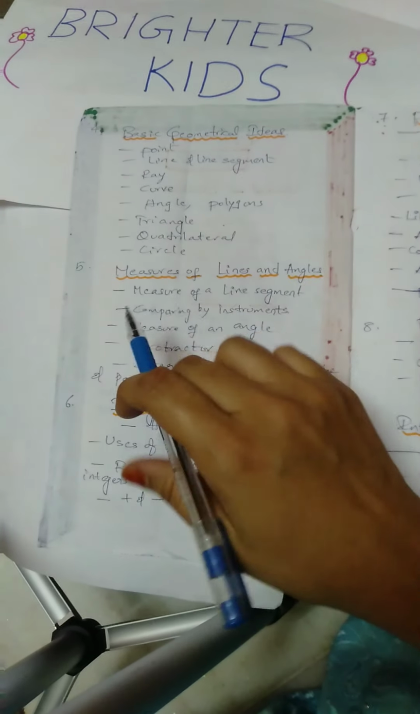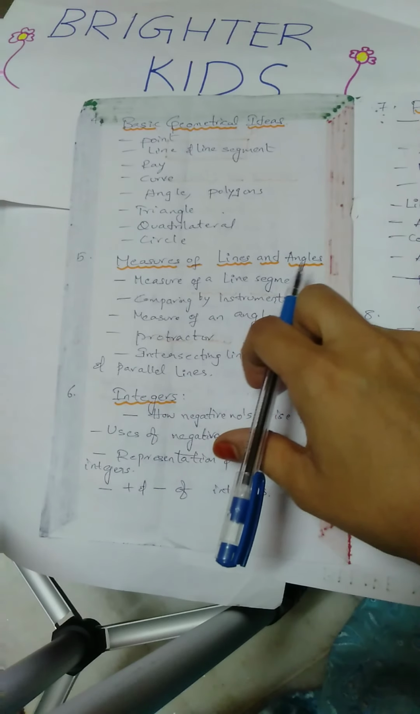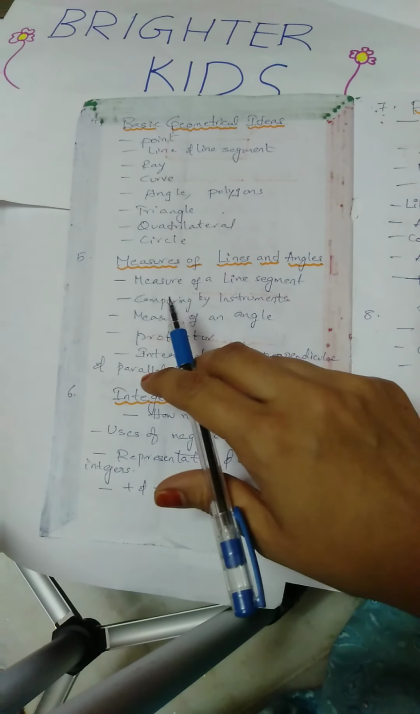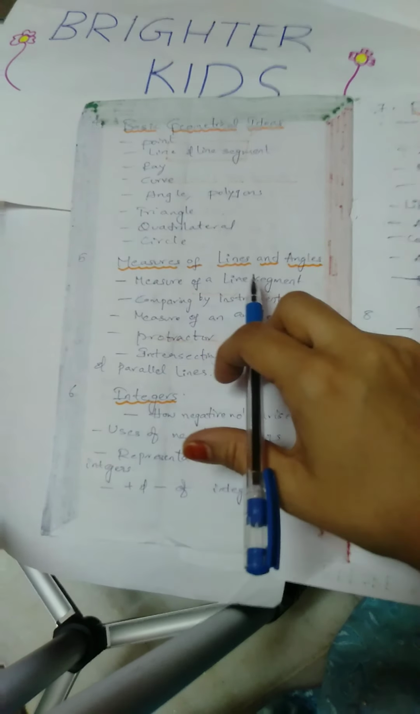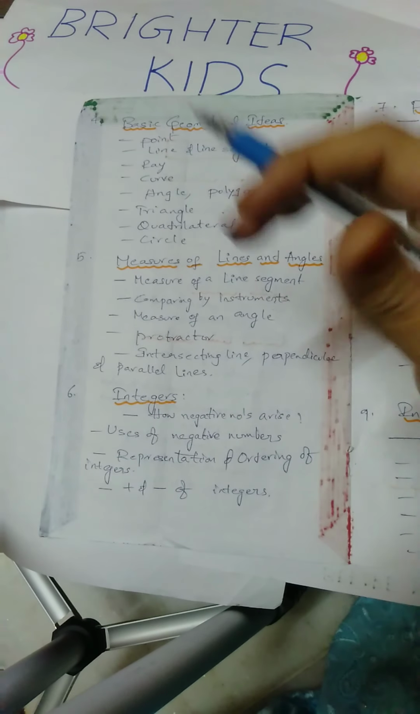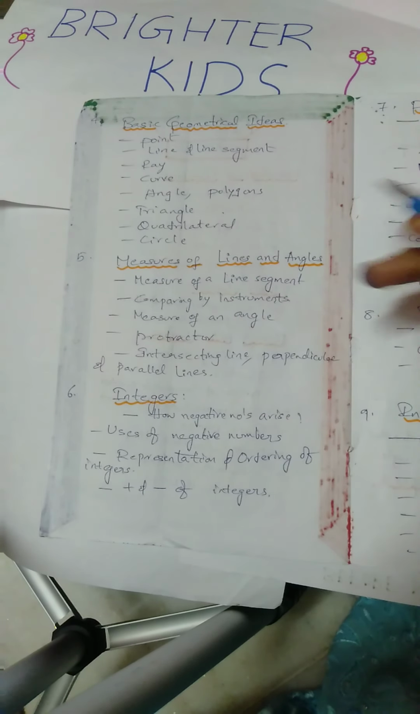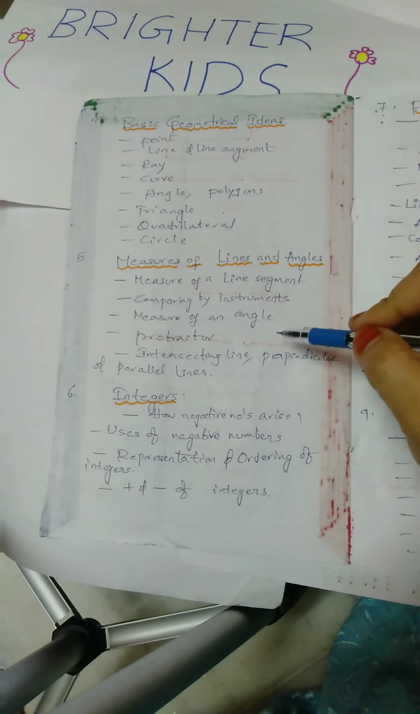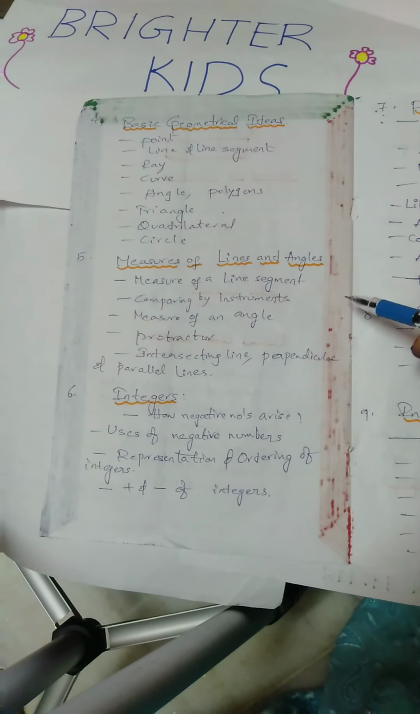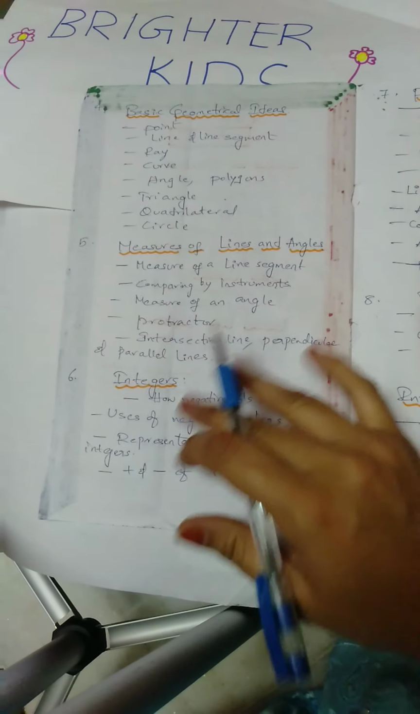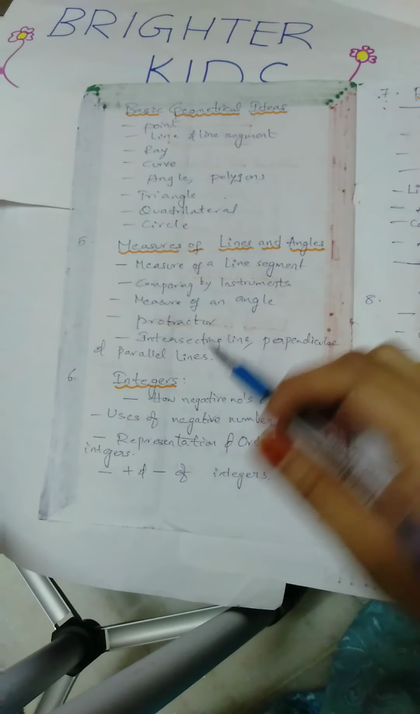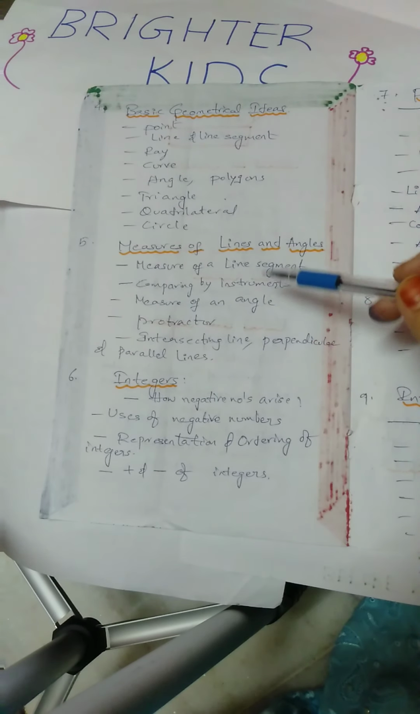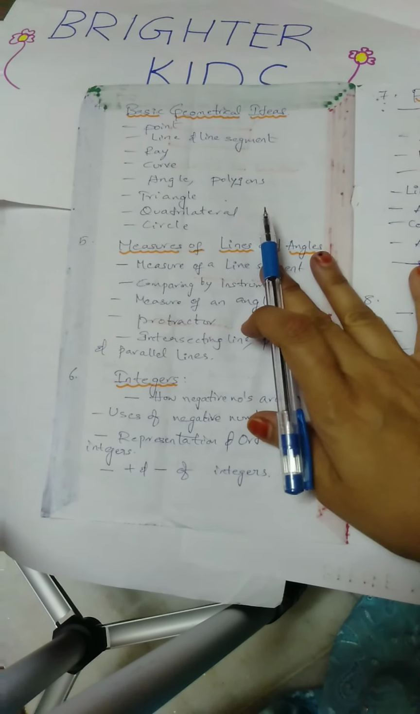And our next chapter is measures of lines and angles. In this chapter, the first unit is measure of a line segment. We have to know how to measure the line segment and compare by instruments, how to measure the angle and how to use a protractor, how to know the angle by using a protractor, and intersecting lines, perpendicular and parallel lines. All these we have to know in this chapter.